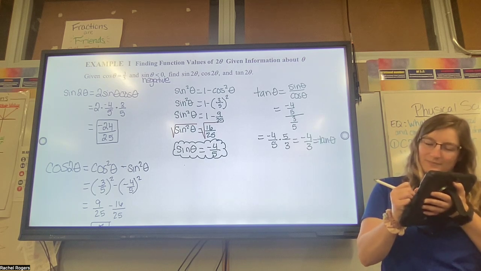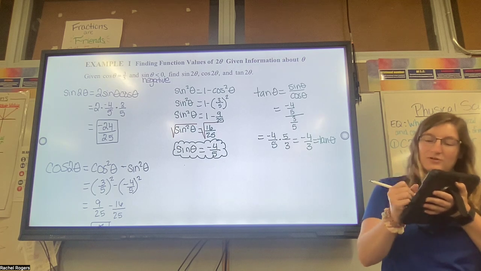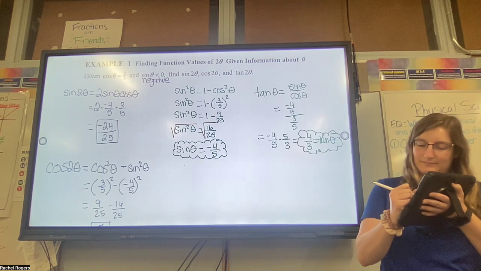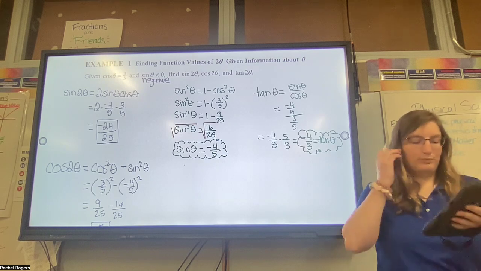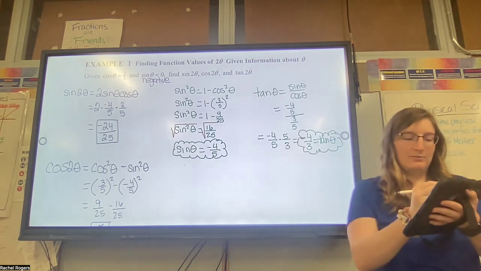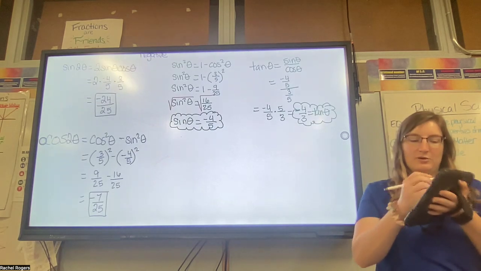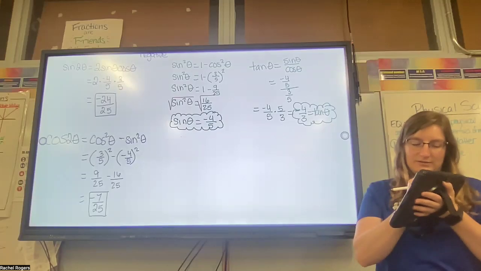Getting better at this. Because tangent of 2 theta uses tangent of regular theta. So cosine didn't have a side quest, or did it? No, cosine didn't have a side quest, just like everything, because this side quest applied to both. And then we do need a side quest for tangent.